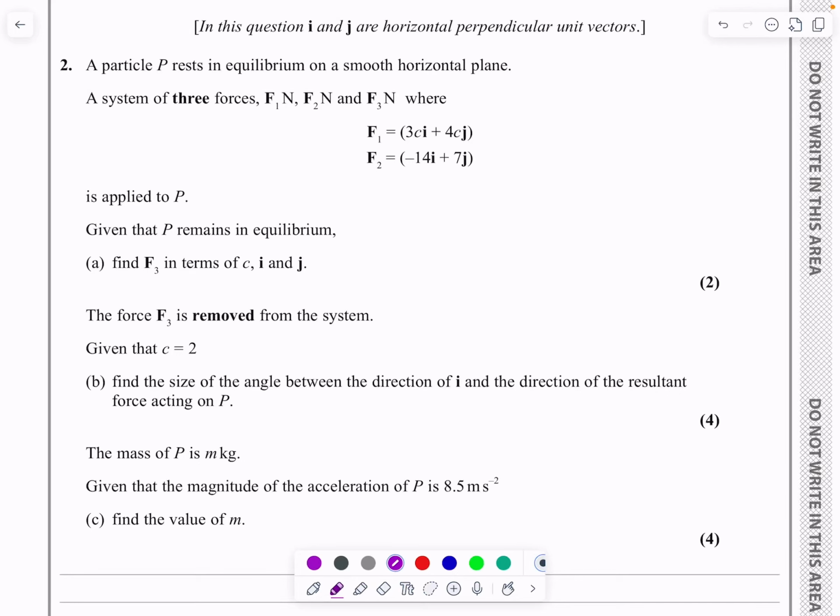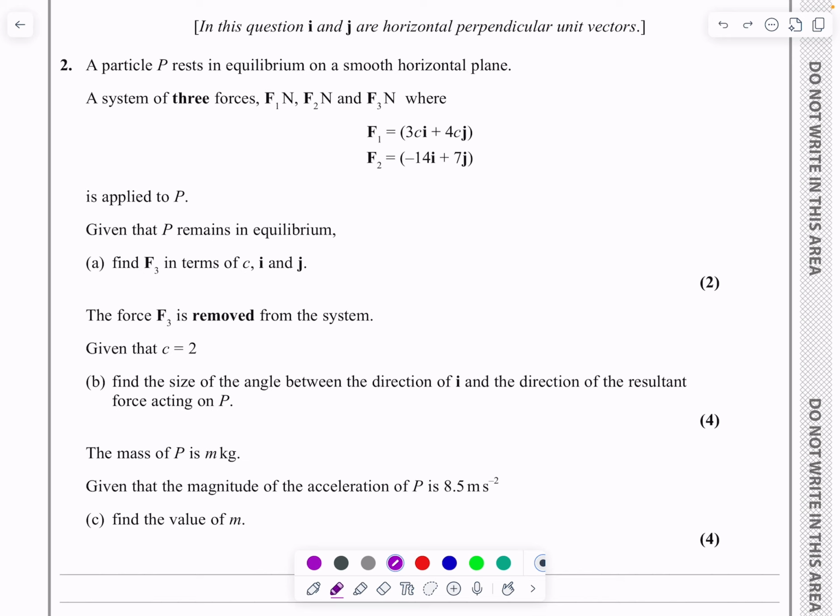Okay, this is the M1 paper from June 2023. It's question number 2. This question involves forces which are in equilibrium. These forces are set up as vectors, but let's read through it and check what we've got to do. So we've got a particle P resting in equilibrium, and we've got 3 forces acting on it.